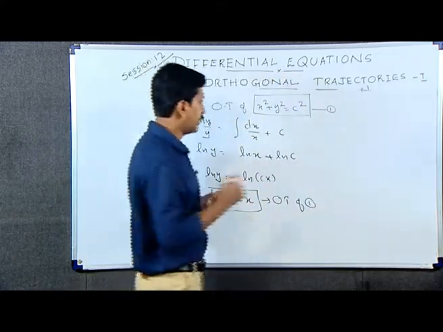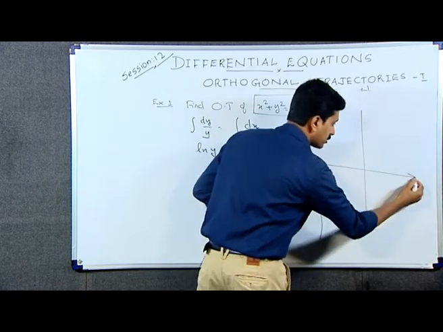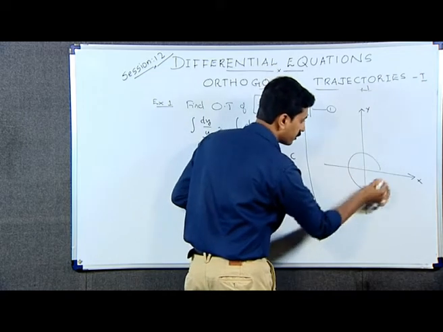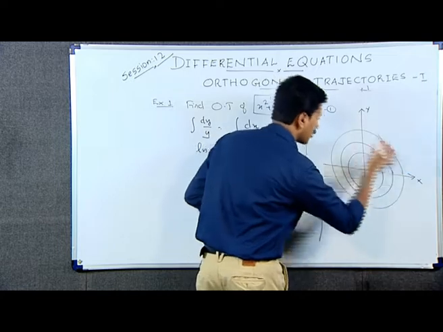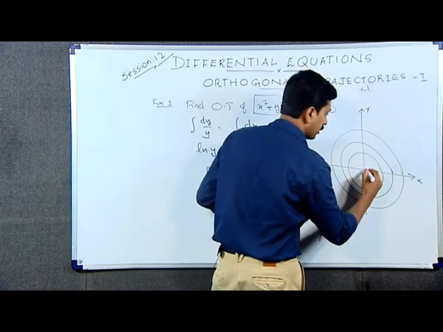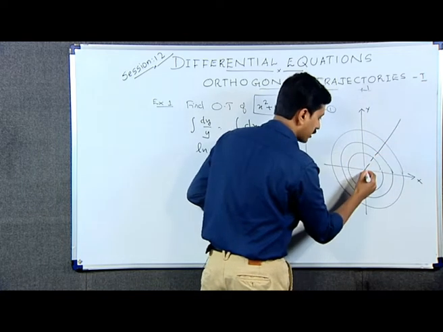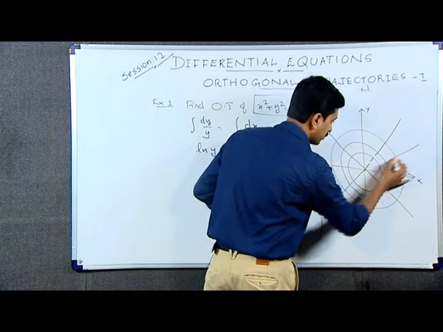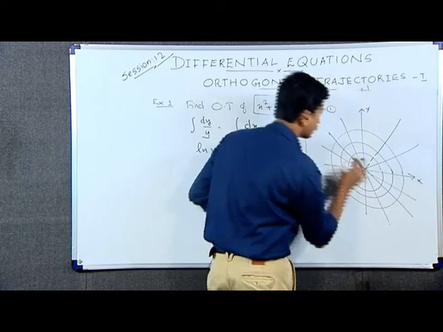We will have the family of curves as concentric circles. This is our x axis and this is our y axis, and we will have the family of circles like this, and this is the given equation 1. The orthogonal trajectories are the family of straight lines passing through the origin. You can have an infinite number of families of curves.